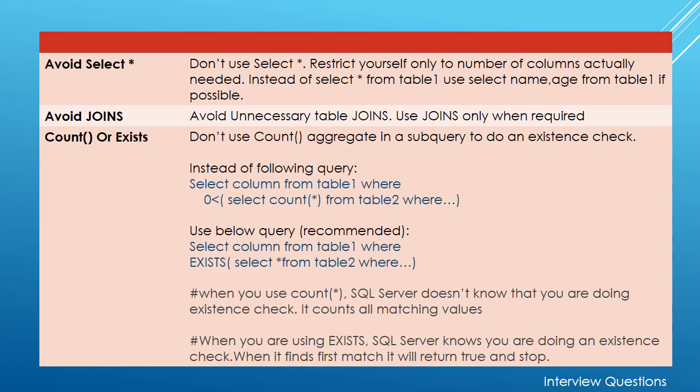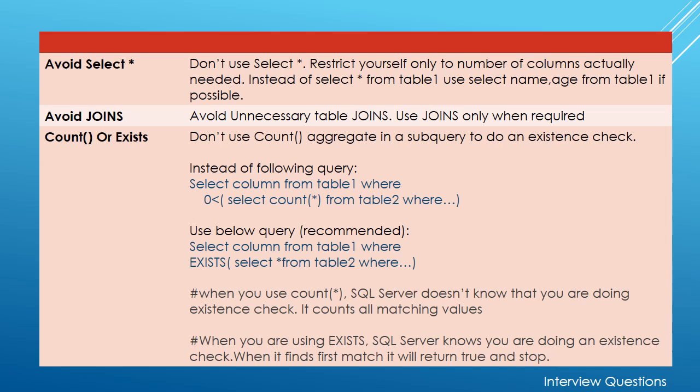Count or exists. Do not use the COUNT aggregate in a subquery to do an existence check. For example, instead of the following query, SELECT column FROM table1 WHERE 0 < (SELECT COUNT(*) FROM table2), try to use this query: SELECT column FROM table1 WHERE EXISTS and then your subquery.